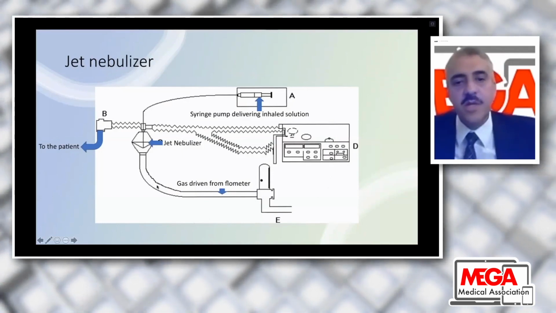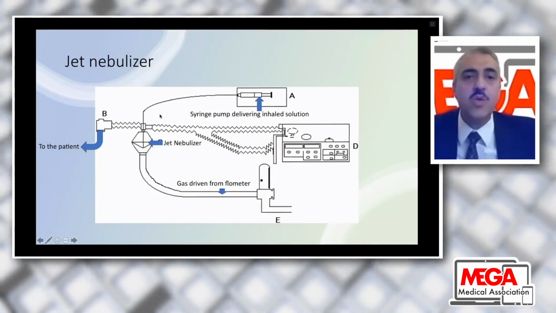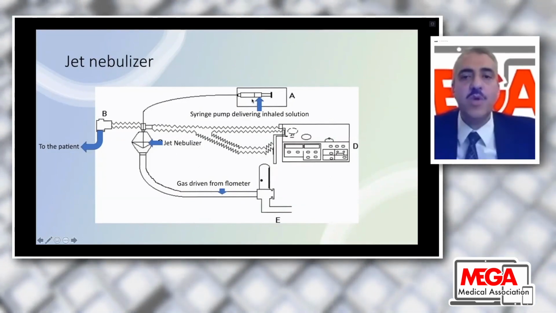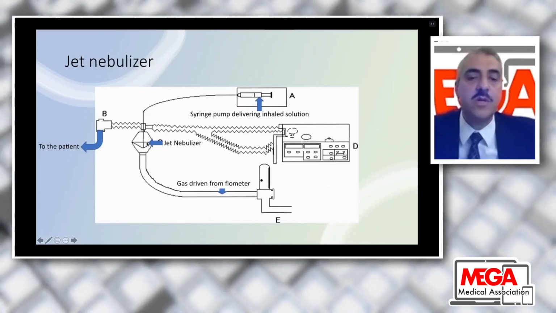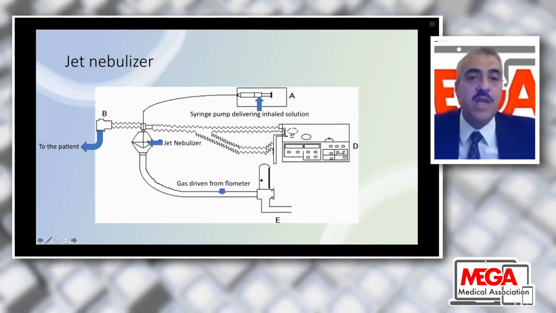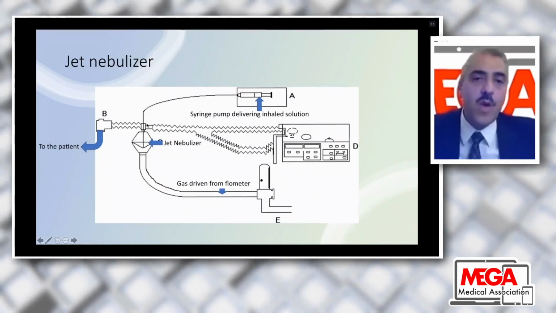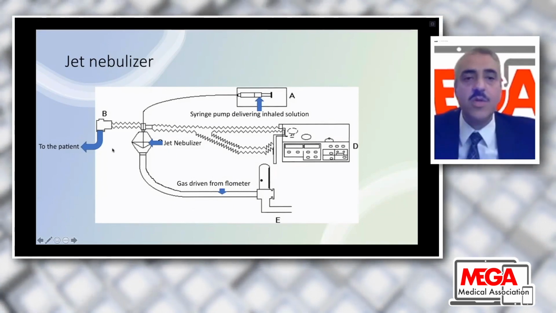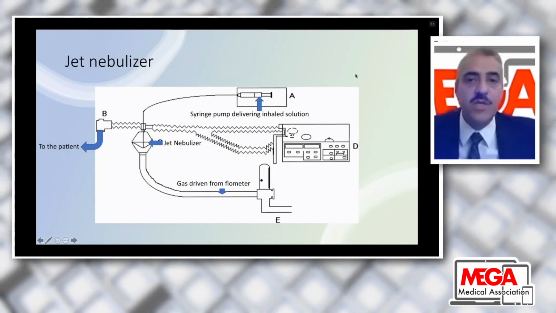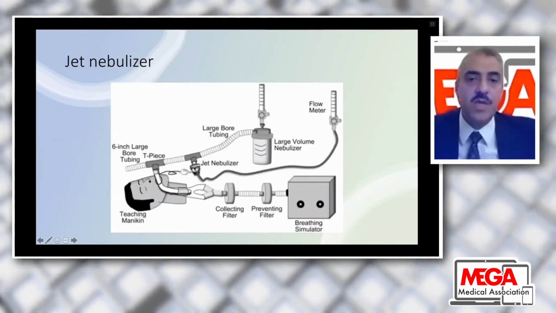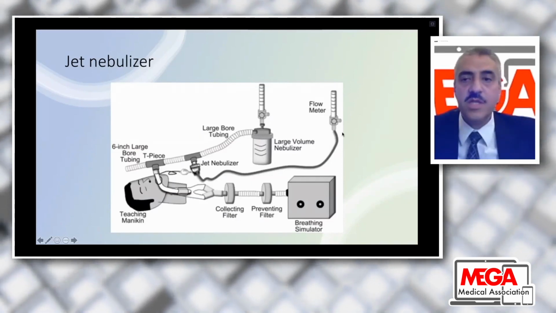The jet nebulizer is connected to the flow meter here, and also connected to a syringe pump to deliver the inhaled solution directly to the jet nebulizer. The jet nebulizer is usually attached to either the inspiratory limb or after the Y piece, near the patient, to be delivered to the patient. This is the jet nebulizer. Another picture of the jet nebulizer here is connected to the patient with a T-piece. This is the jet nebulizer.